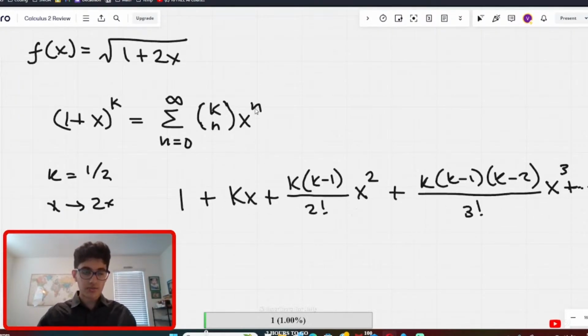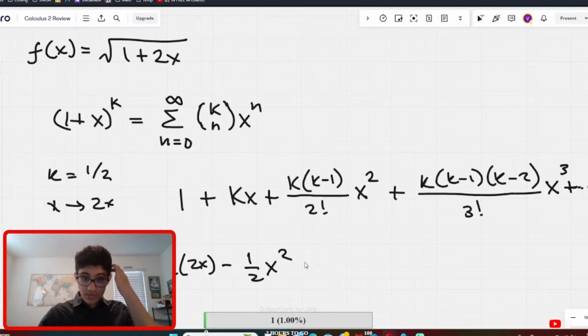Now when k is half, it becomes a bit interesting. And remember, x is also 2x. So this becomes 1 plus kx, which is 1/2 times 2x, plus 1/2 times (1/2 minus 1), so that becomes negative 1/4. When you divide it by 2, that becomes negative 1/8. But remember, it's 2x, not x, so minus 1/8 times 2x squared. That becomes 4x squared, so this becomes minus 1/2 x squared.